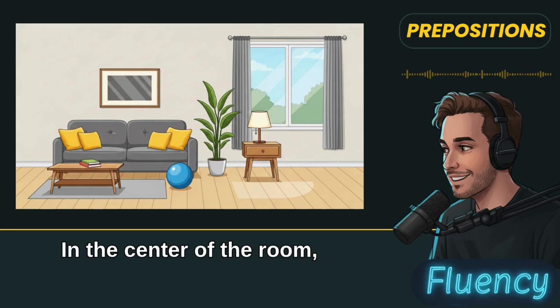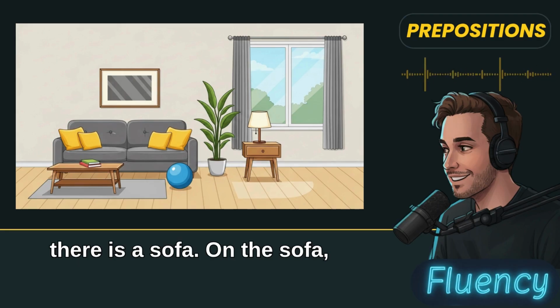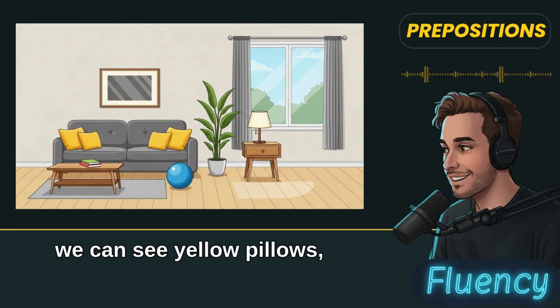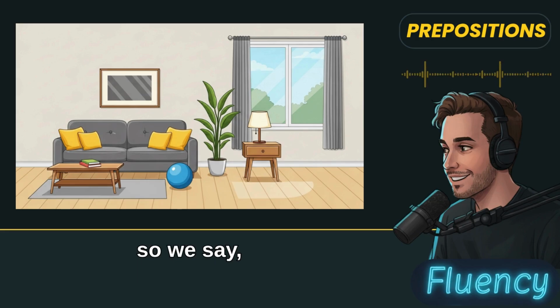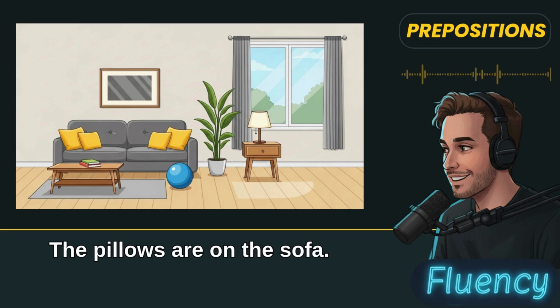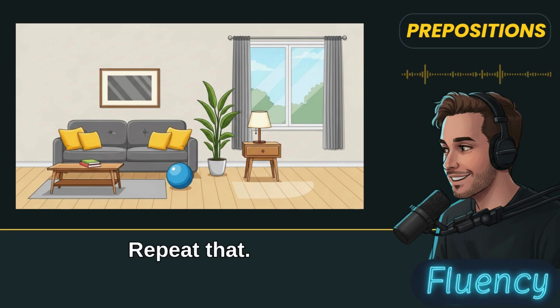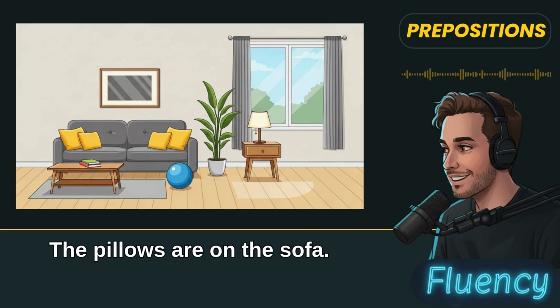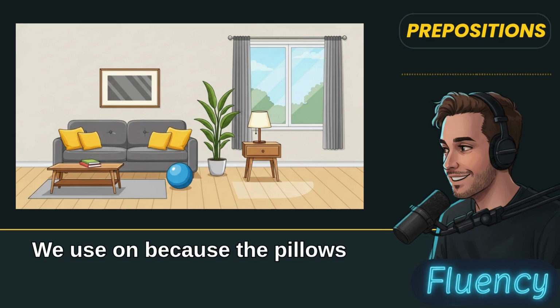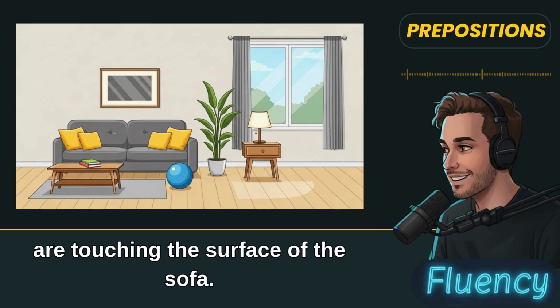In the center of the room, there is a sofa. On the sofa, we can see yellow pillows. So we say, the pillows are on the sofa. Repeat that. The pillows are on the sofa. We use on because the pillows are touching the surface of the sofa.